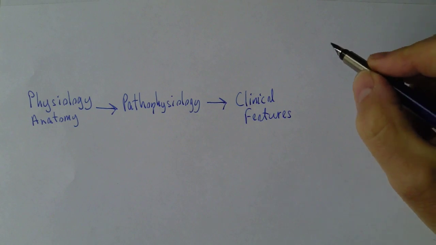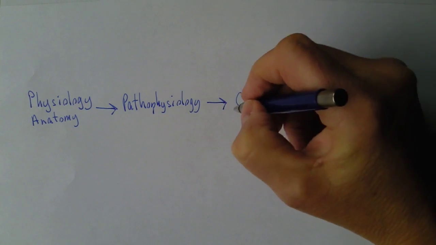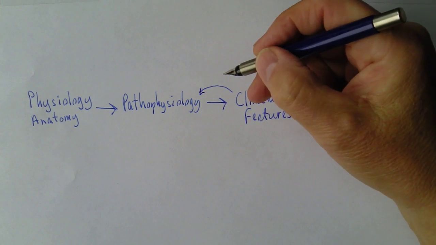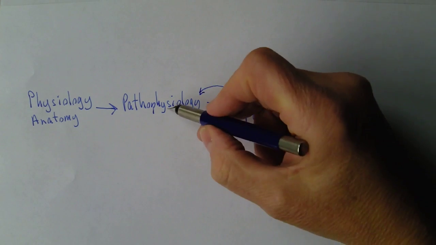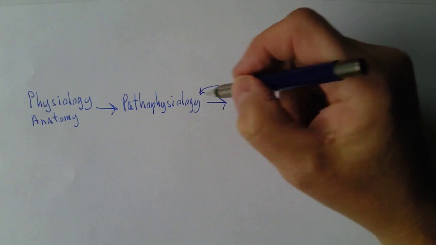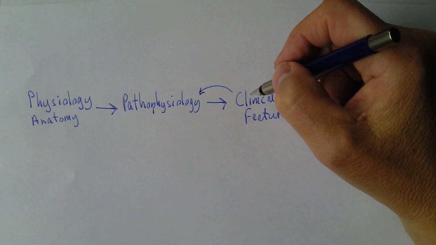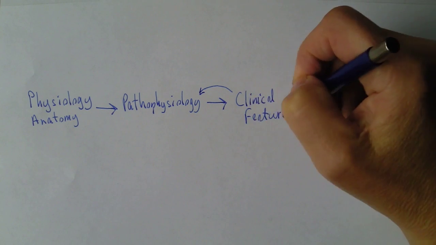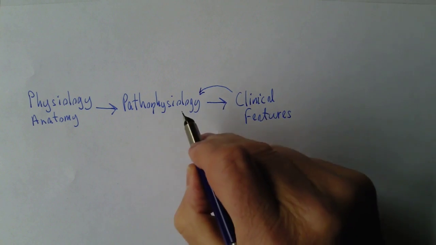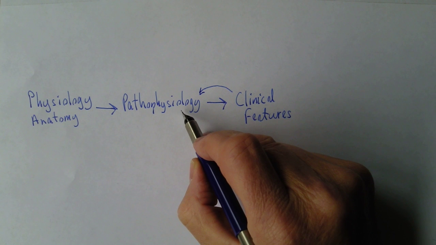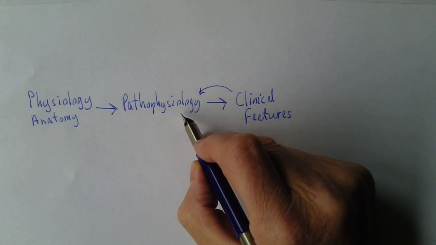So how do we know there's been a disruption to normal physiology? Because the clinical features will tell us there's been pathophysiological change. So the pathophysiological change gives rise to the clinical features, but the clinical features inform us about the change. So as healthcare providers, we need to be able to recognise and interpret clinical features, deducing from that pathophysiological and indeed specific pathophysiological changes have taken place.